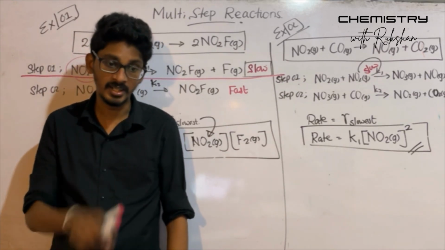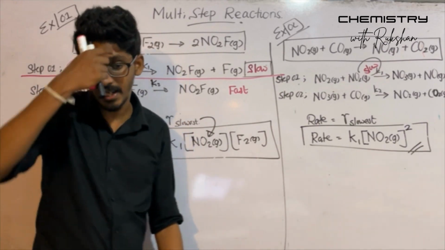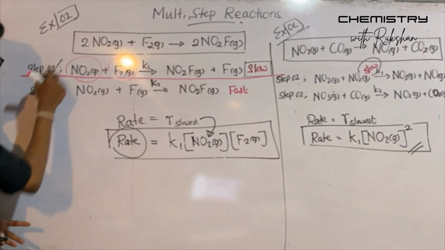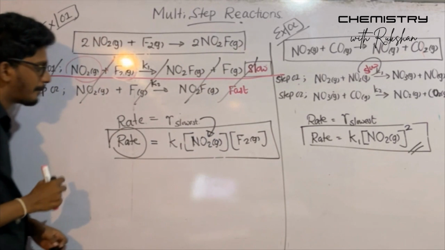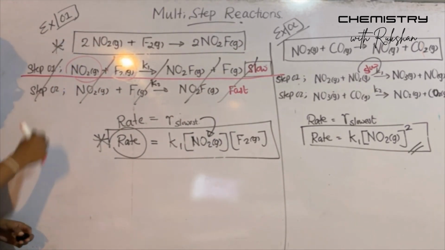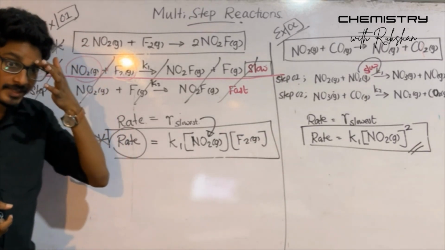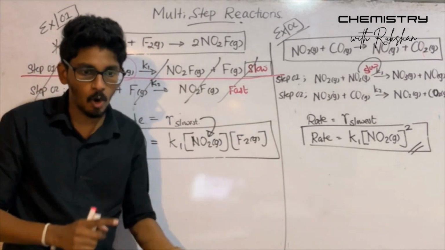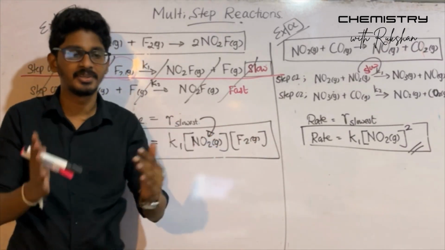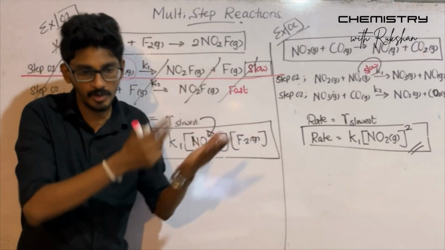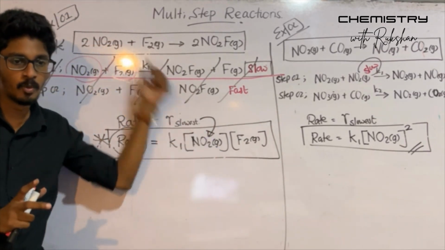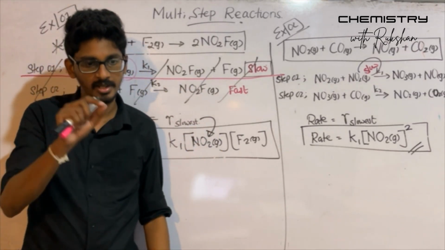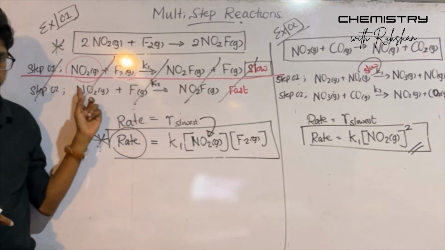You can confirm that. By merely looking at this and this, even if you don't know the mechanism, you can say, okay, you have two NO2 molecules and one F2 molecule as reactants, but only one NO2 and one F2 participate in the reaction at the slow step or prior to that. The other NO2 molecule participated in the reaction after the slow step. That comment you can give. That is what is actually happening.